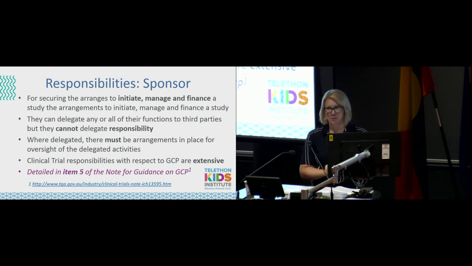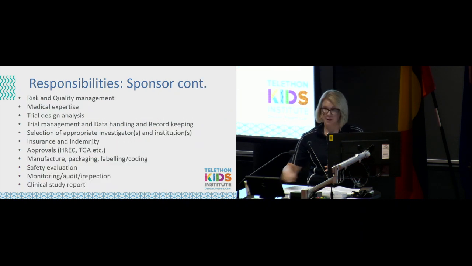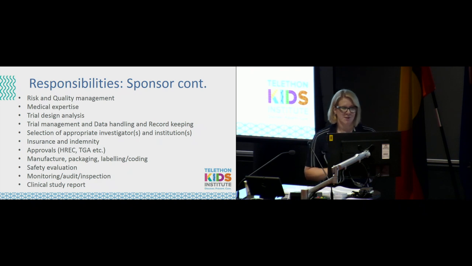It's a really important point because I hear people say that, well, that's been delegated, but the responsibility is still with the sponsor should something go wrong. There must be agreements in place to show where those activities have been delegated. As I've mentioned, the clinical trial responsibilities with respect to GCP are extensive. They are all detailed in item 5 within the note for guidance of GCP. I'm just going to show a snapshot of those, but there's almost a section on each one of these.